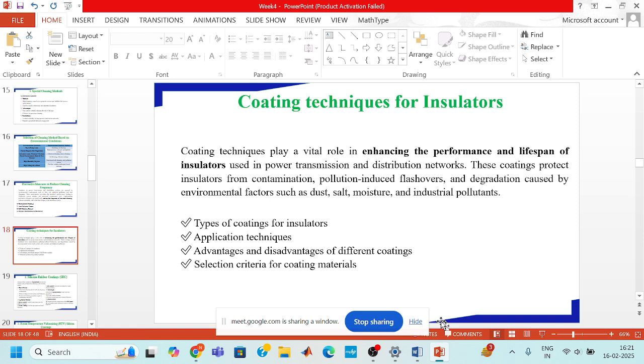So in coating techniques for insulators, we will discuss the different types of coatings for insulators, what application techniques are being used, the different coatings' applications, advantages and disadvantages, and what selection criteria are being used for coating materials.